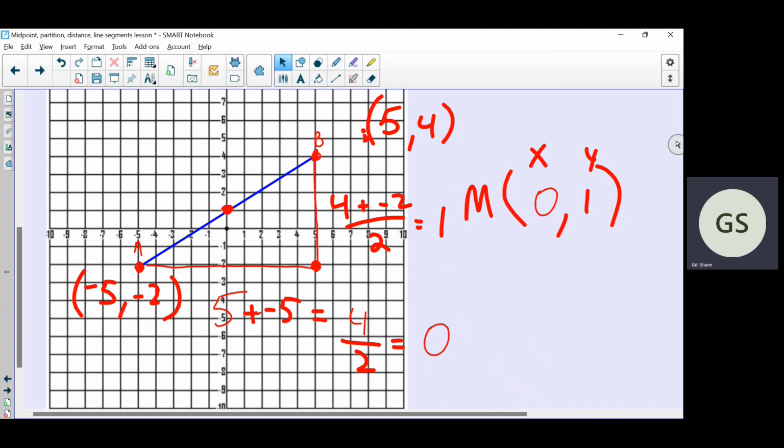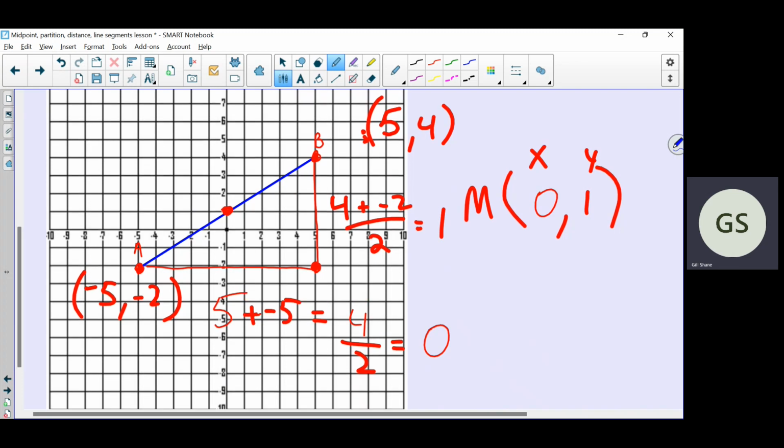There's a way easier way to do this. I didn't want to show you this. I wanted you to visually see it first. The X values are actually already in the coordinate if they give you a coordinate point. So there are your two X values right there. I just added 5 plus -5 for my X value.